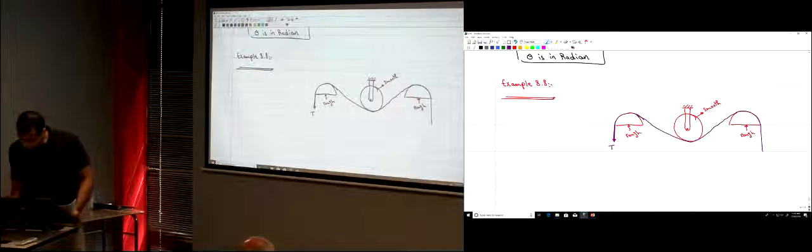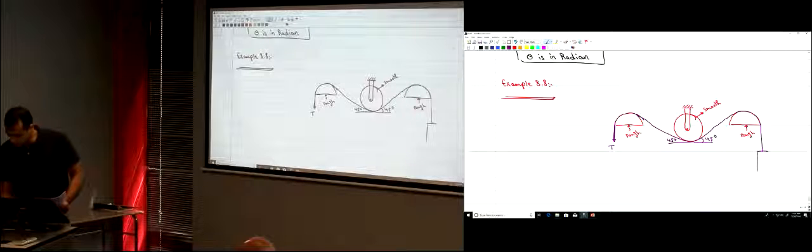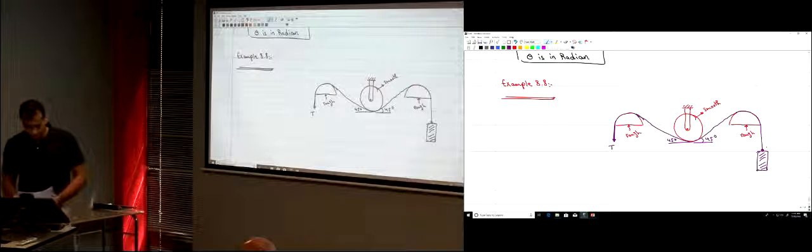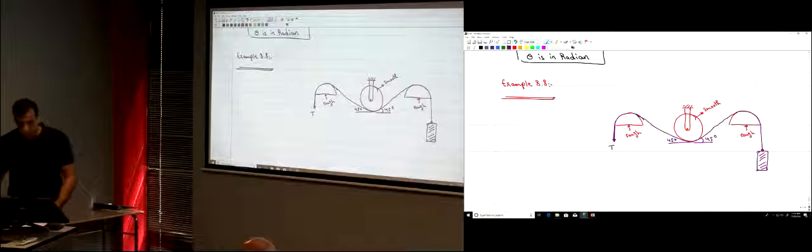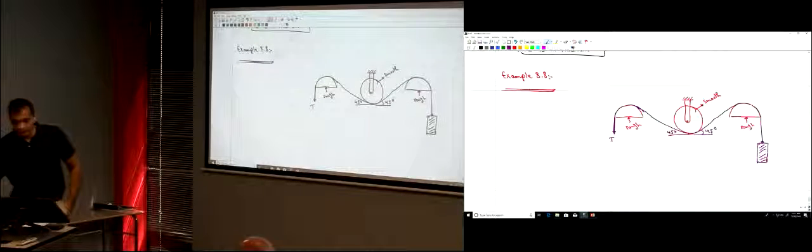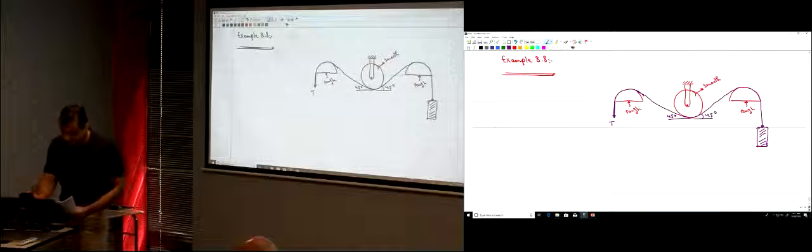This angle here is 45 degrees, okay? And then there is a load here, okay? So in this problem here, let's see what we're required to find. What are the given things, okay?